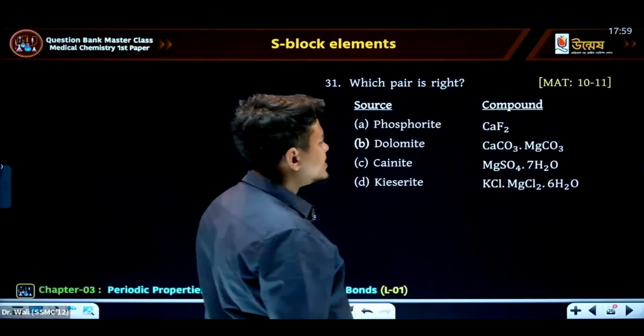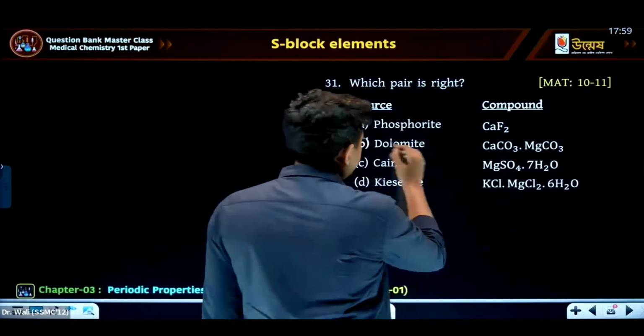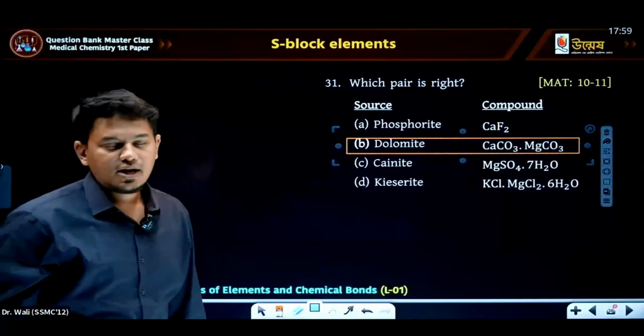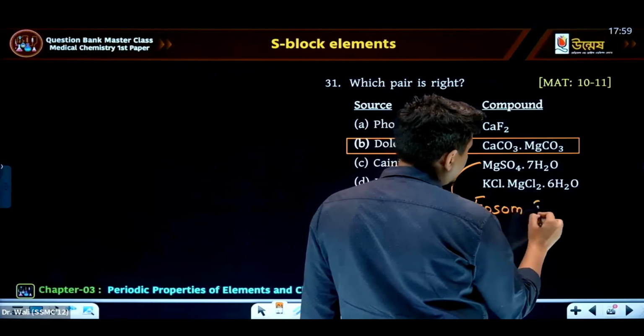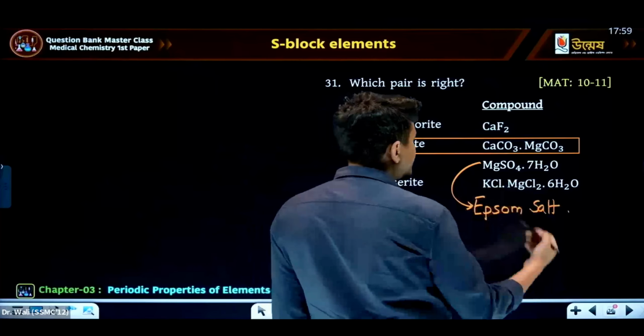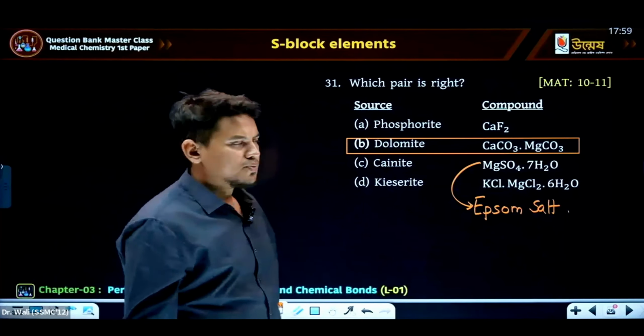Which pair is right? Phosphorite, calcium fluoride, is it correct? No, it is not correct. Dolomite, this is very important. Calcium carbonate dot magnesium carbonate is also known as dolomite. Moreover, magnesium sulfate dot 7H2O is also known as Epsom salt. And KCl dot magnesium chloride 6H2O is also known as carnallite.